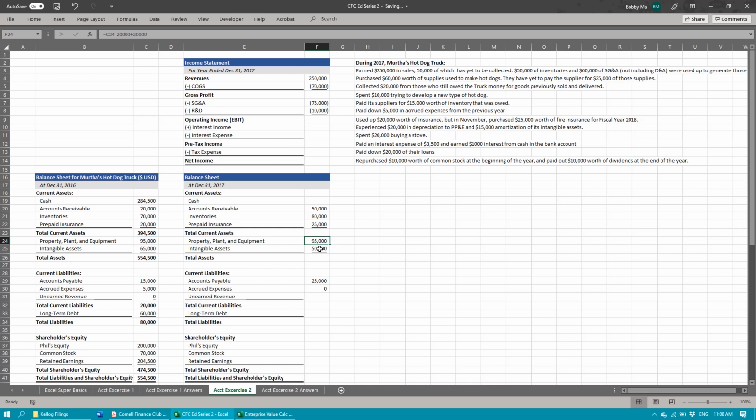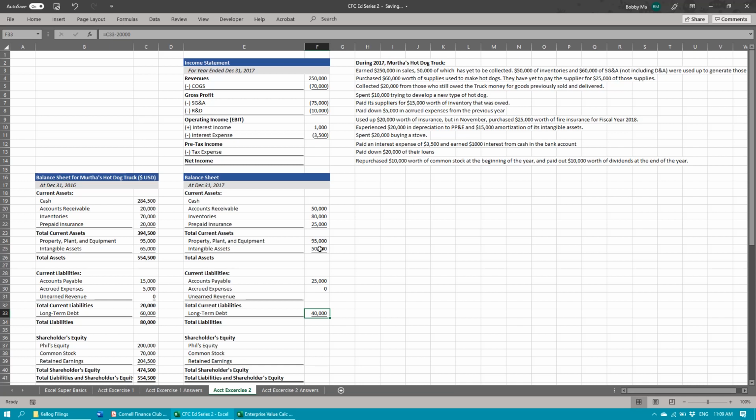And then next we paid an interest expense of $3,500 and earned $1,000 of interest from the cash in the bank account. So you have $3,500 here, you add $1,000 because of interest income, and you get that. And then you pay down $20,000 of loans, so that's a reduction in long-term debt for a total of $40,000.